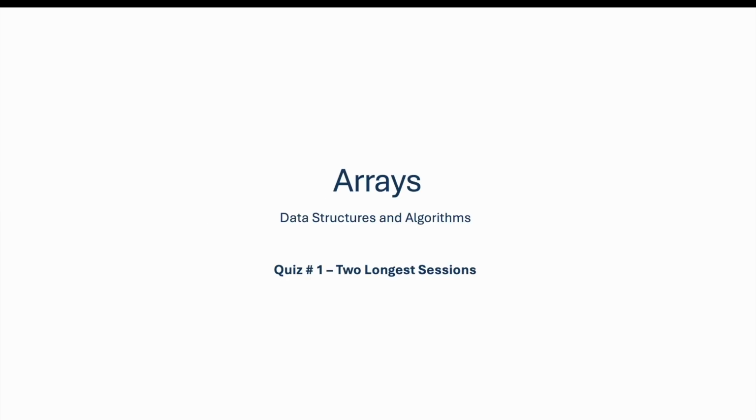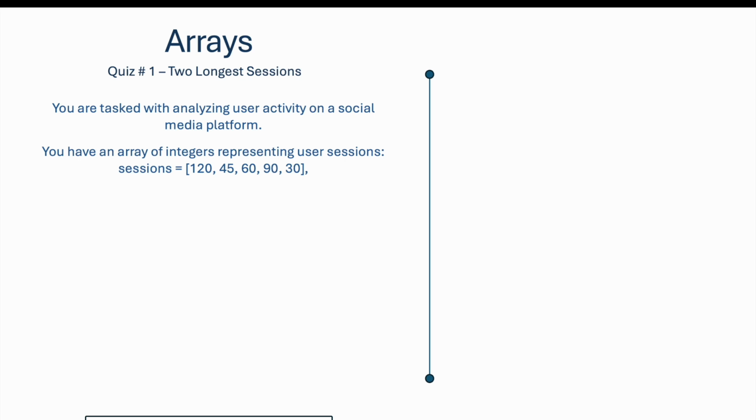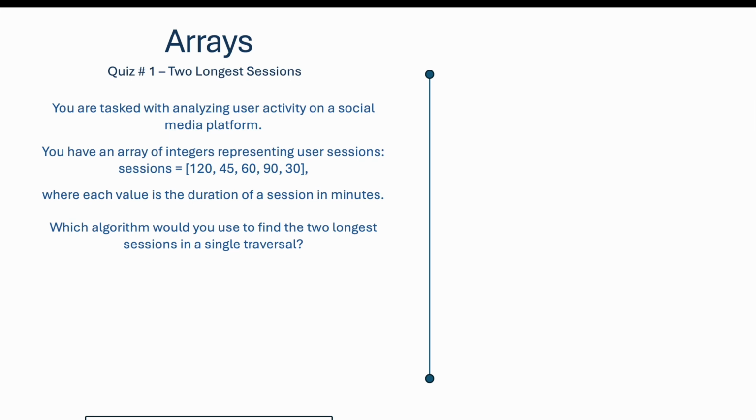So let's begin with the first one, 2 longest sessions. Here you are tasked with analyzing user activity on a social media platform. You have an array of integers representing user sessions. Here is your array. Each value is the duration of the session in minutes. So which algorithm would you use to find the 2 longest sessions in a single traversal?